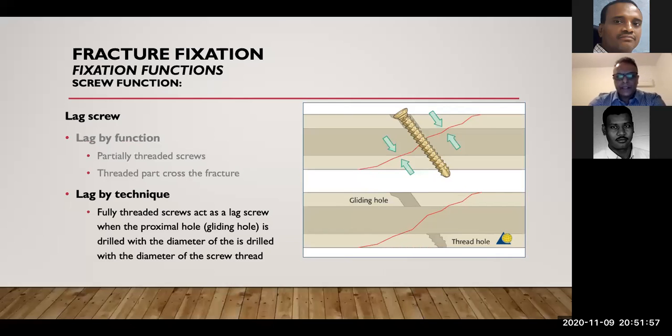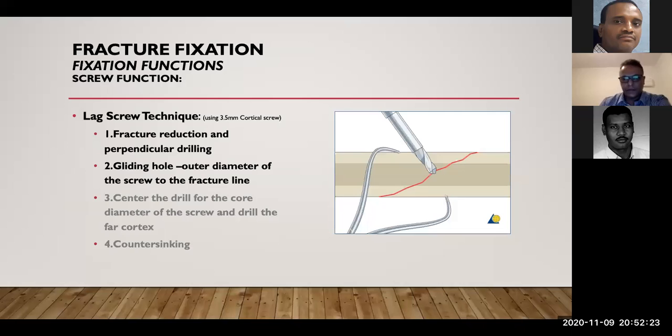And lag by technique is the one we use most normally in our daily practice. So this is a normal full threaded cortical screw. However, the proximal hole, or the gliding hole, is drilled with a drill diameter the same as the diameter of the screw, so the screw wouldn't hold in the proximal bit, and we'll explain this a bit more. To achieve this technique, first you have to reduce the fracture, and then start perpendicular drilling.